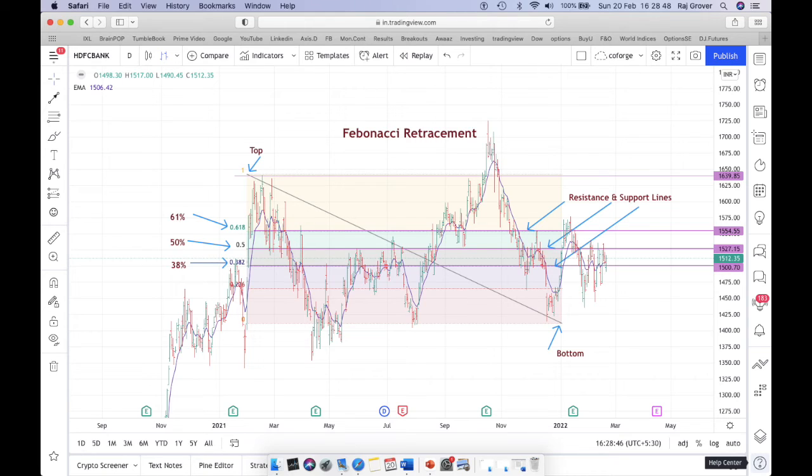This chart is the daily price movement of HDFC Bank shares. Each red and green wick, the vertical small lines, is called a candle, and this forms the candlestick chart. This was invented by the Japanese.